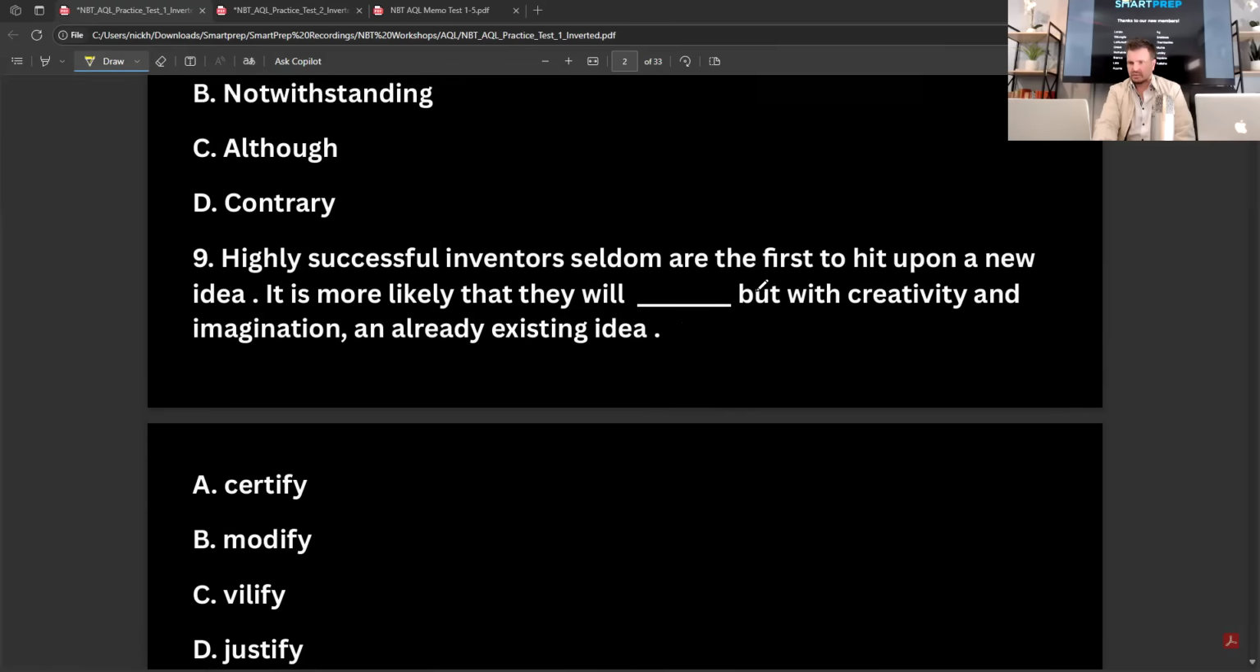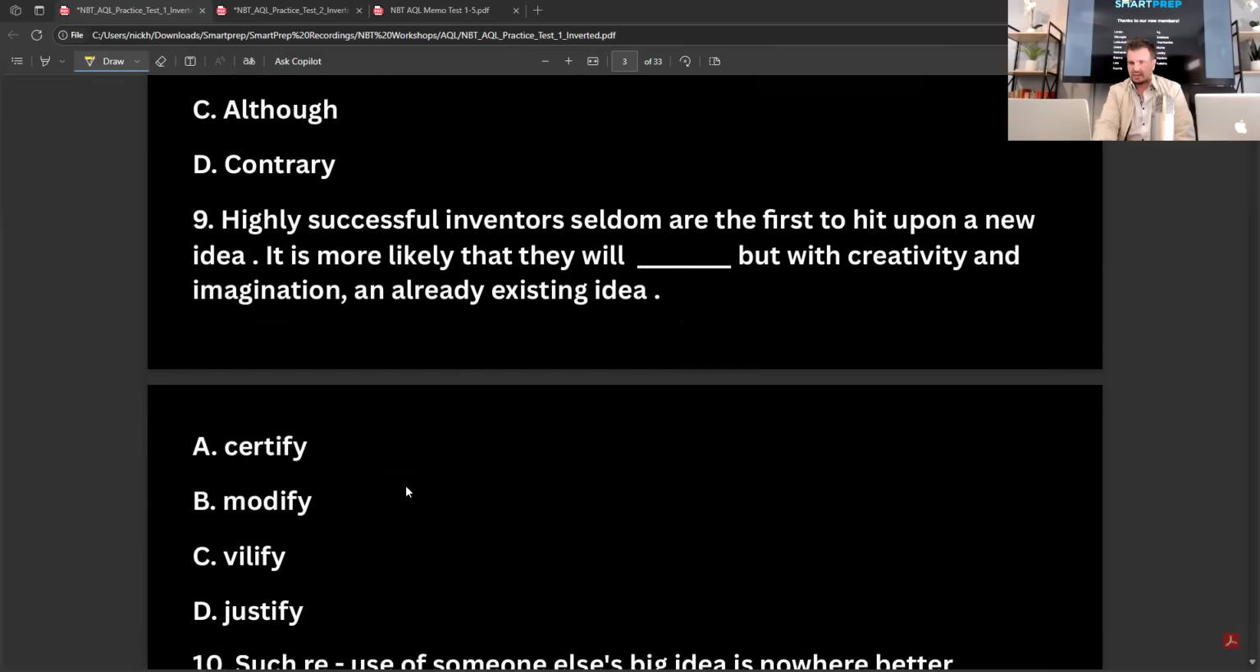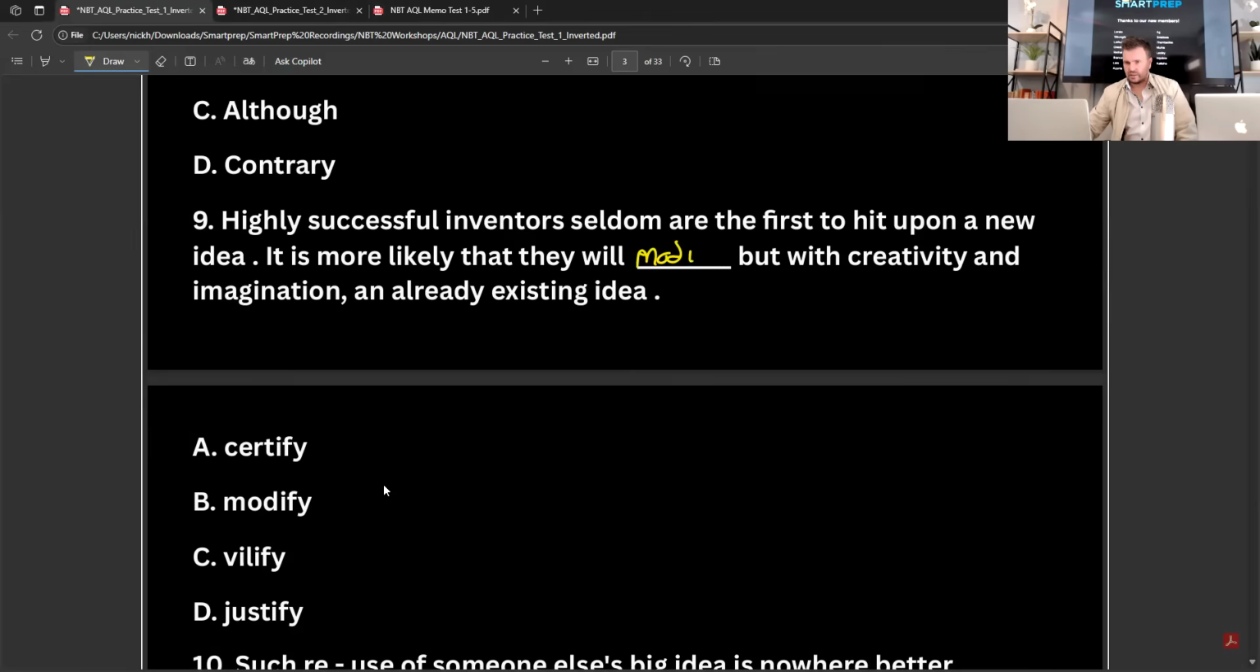Highly successful inventors are seldom the first. It is more likely that they will modify, but with creativity and imagination, an already existing idea. Okay, this question here, the answer is B. I would put a comma here. It is more.